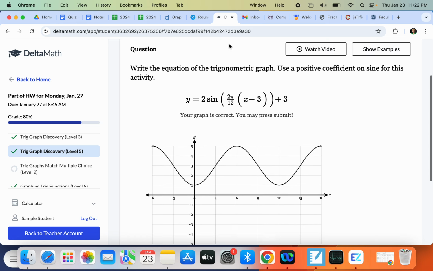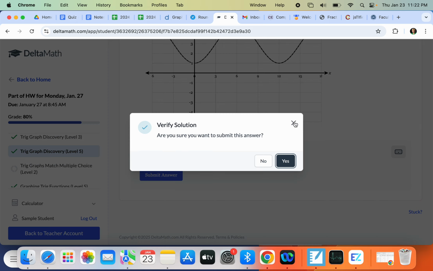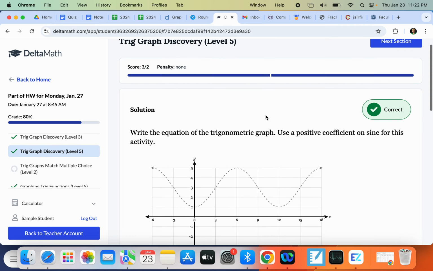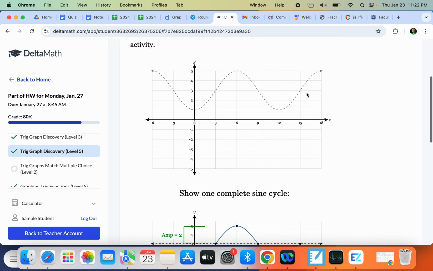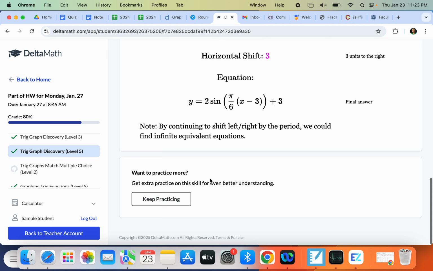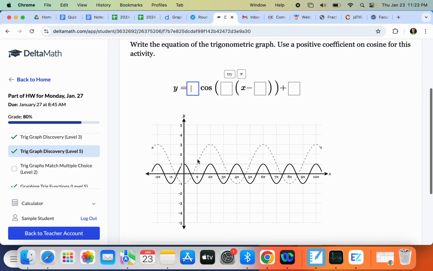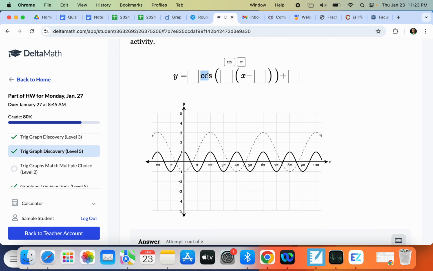Looks good. And so try some of those. Let's do one more. Let's keep practicing. All right, so this one wants a cosine graph again, a cosine graph.